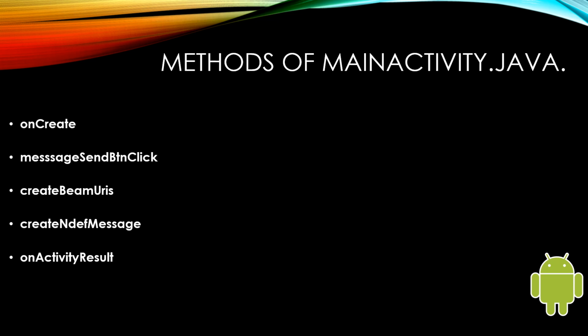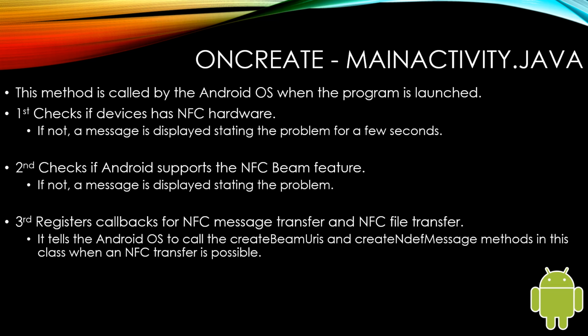The methods of this class are onCreate, message send btn click, create beam URIs, create ndef message, and onActivityResult. The onCreate method is called by the Android OS when the program is launched. It does the following things.